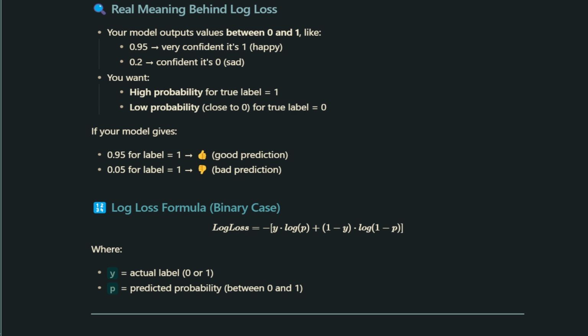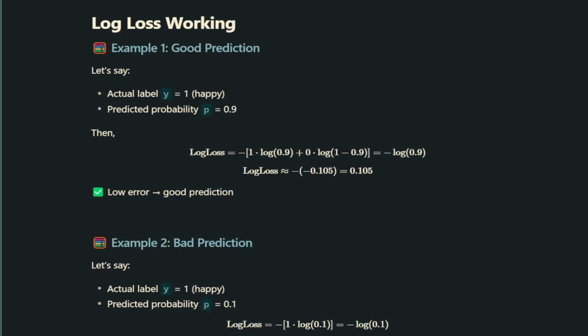Okay, now let's see how log loss works in practice with a couple of examples. Example 1, a good prediction. The actual label is 1 and the model predicts 0.9. If we put this into the formula, we get log loss is minus log 0.9. That comes out to around 0.105. Since the error is very small, this is a good prediction.